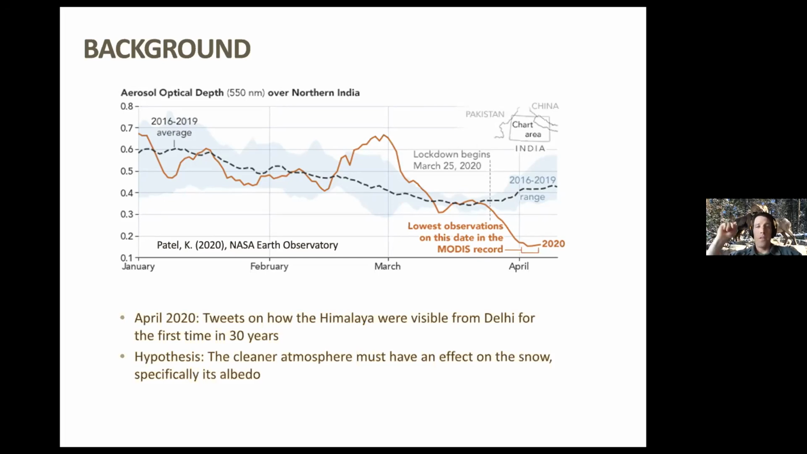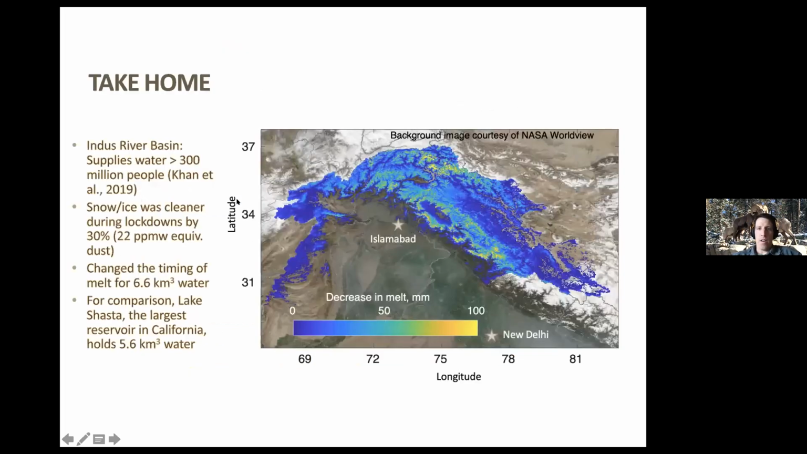Same thing with Kathmandu. So this is an article from the NASA Earth Observatory showing that the aerosol optical depth, which is really just an instantaneous measure of aerosols, small particles in the air, is the lowest on record compared to 2016 to 2019, right when the lockdowns began. So the hypothesis is that must have had an effect on the snowpack.